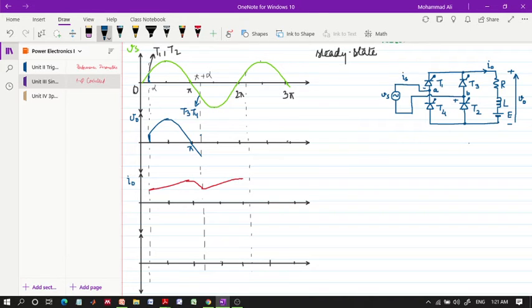Because it will follow this portion of the input voltage, but in the negative sense, right? Earlier the terminals were A and B coming across the load. Now B is coming to this point, and this point is coming to A. So now it is VBA rather than VAB.